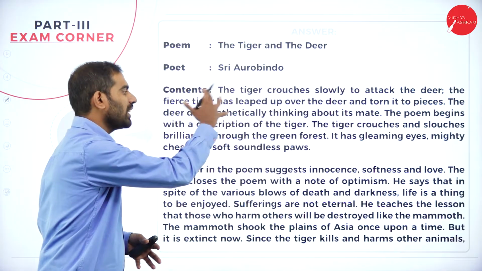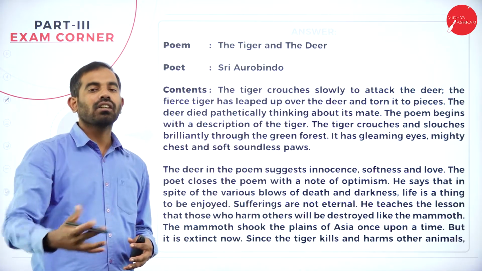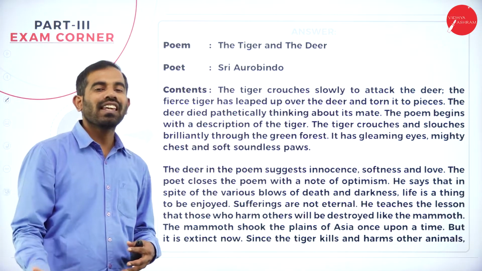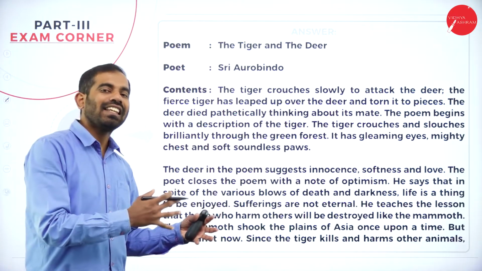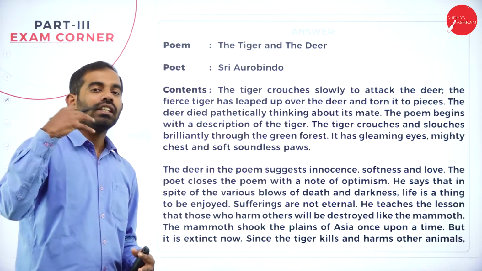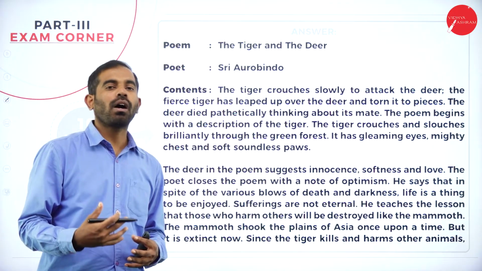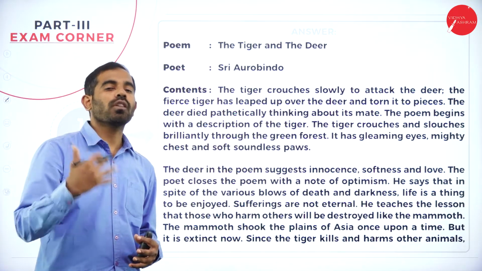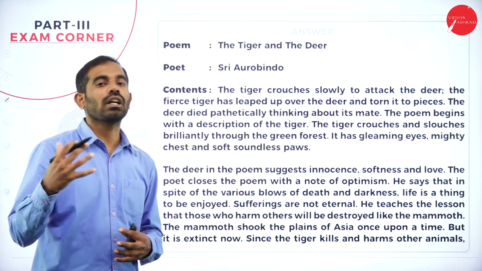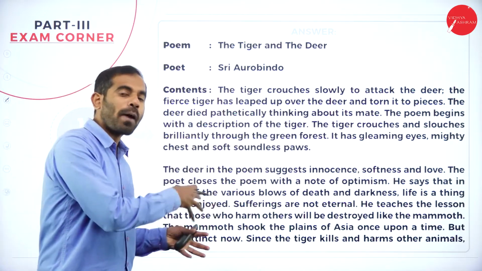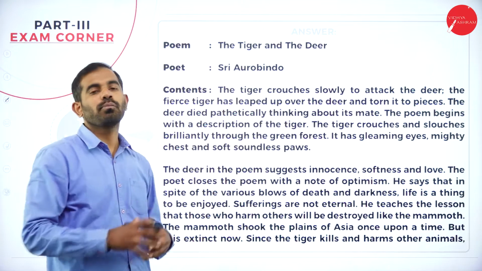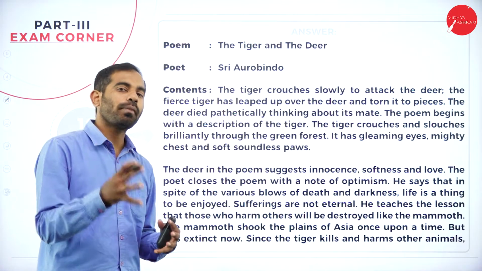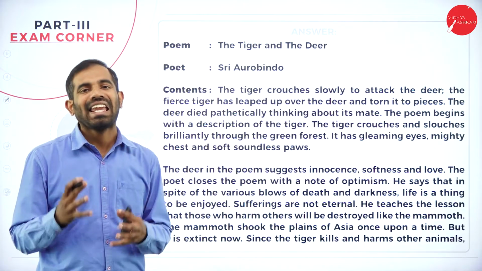But we talk about how well the tiger goes on to hunt the deer and how the deer dies thinking about its companion deep in the forest. And here Sri Aurobindo is talking about how the colonial masters or maybe the cruel power will not last longer. The way the mammoths once shook the Asian plains went on to extinction, even the cruel or the bad power will come to an end.